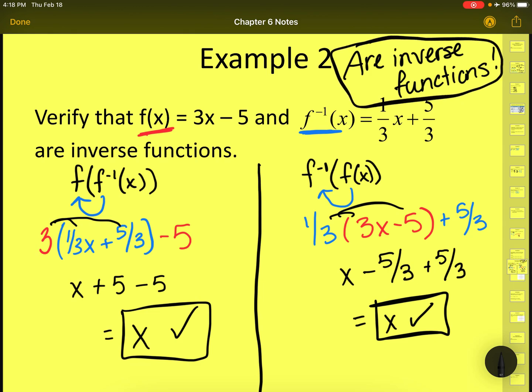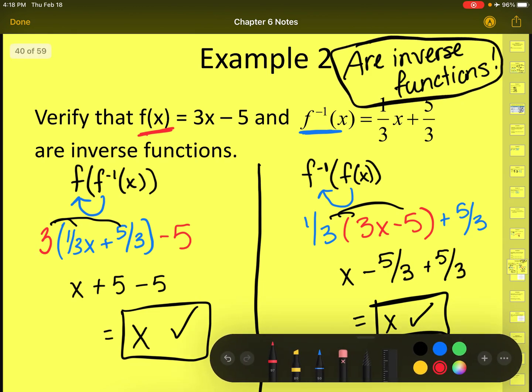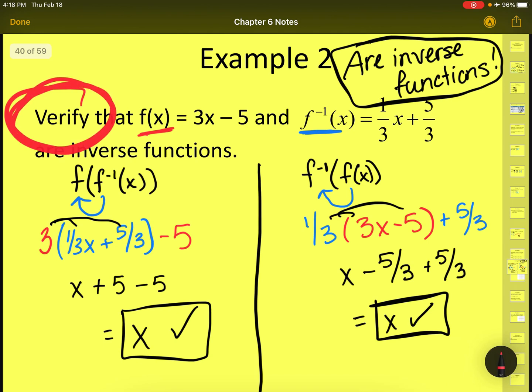Okay. And any time you see that word verify up top, that means you're doing this two-step composition. You're plugging one inside of the other and then vice versa in order to verify that you get x back in the end, because that means they're both inverse functions of one another.